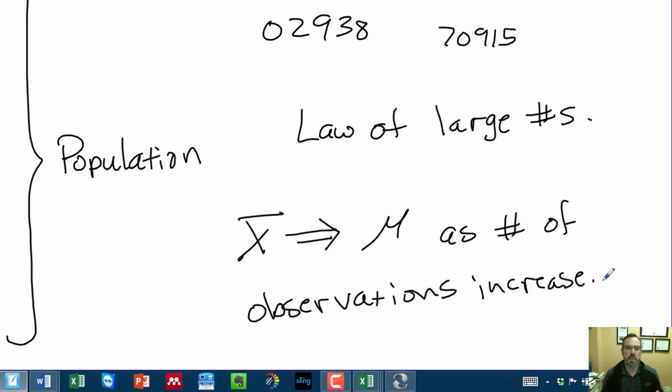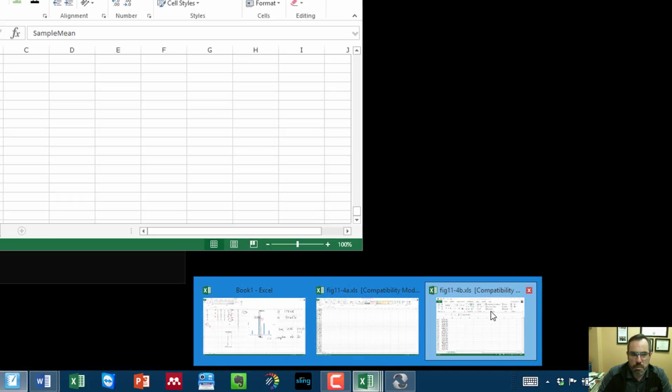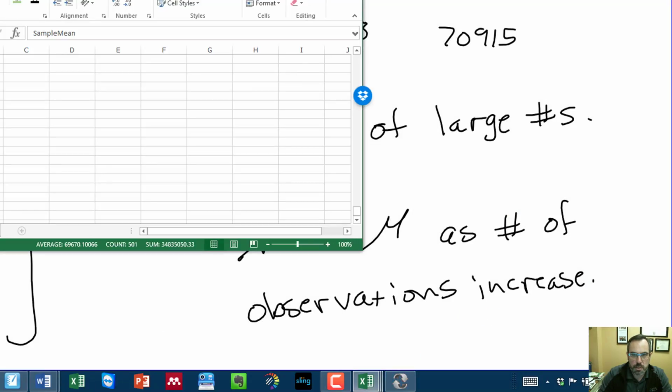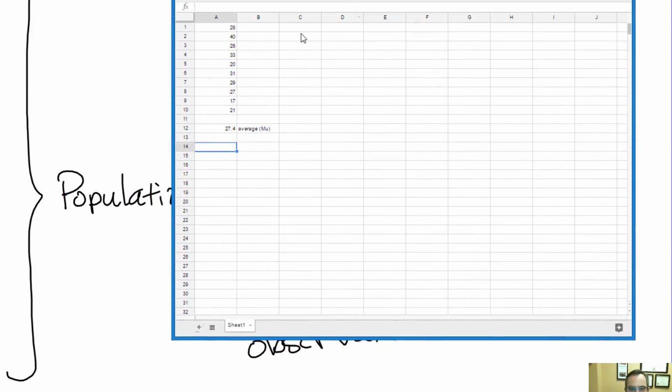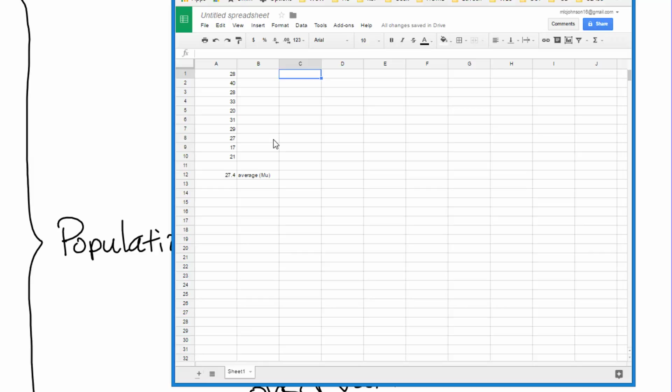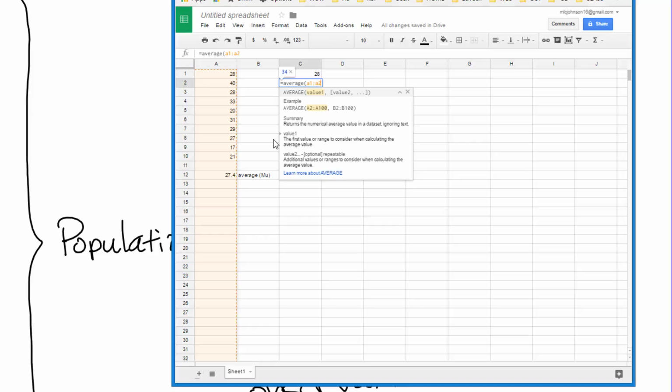If I want to know the average height of WLC students, the more students I ask, the closer it approaches. So let's see what happens with these numbers, and they kind of outline this in the book with the numbers that you have here. Let me grab my Google Sheet here. Let's just take a look at the average. Here's the average of A1 to A1. Here's the average of A1 to A2.